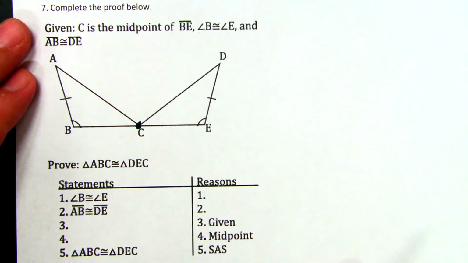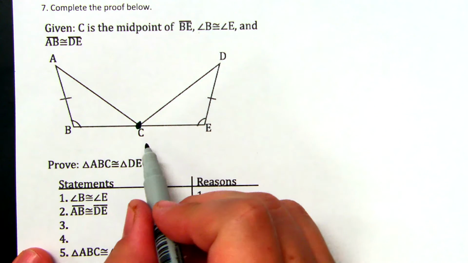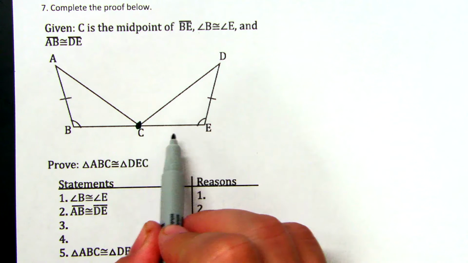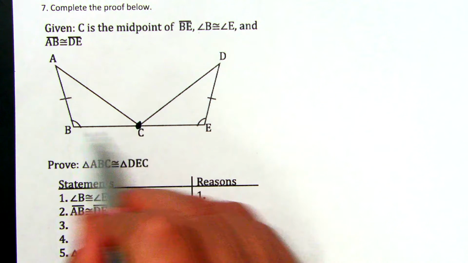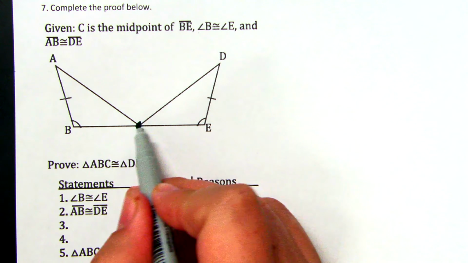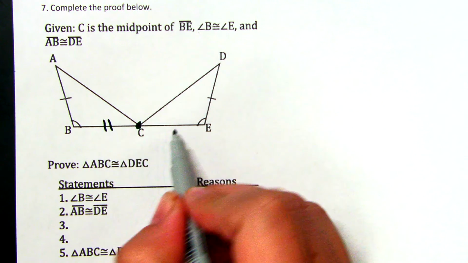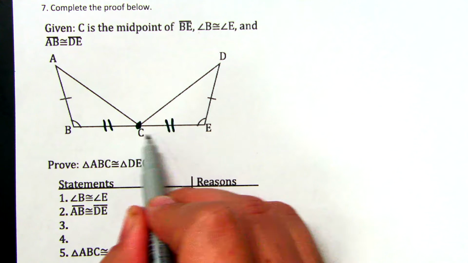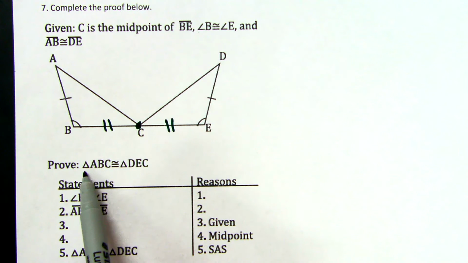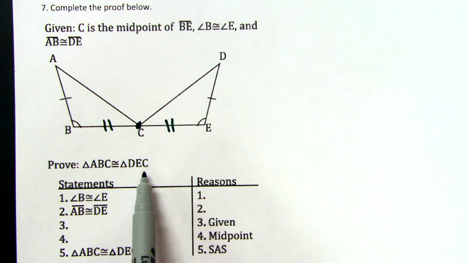Okay. So the first thing I want to do is, well, before I even start looking at the proof and what I have to fill in, what does that tell me? Well, if C is the midpoint of BE, it cuts BE in half. That's what a midpoint means. And if it cuts it into two equal pieces, then BC and CE are congruent. All right, I can use that now to prove that triangle ABC is congruent to triangle DEC.